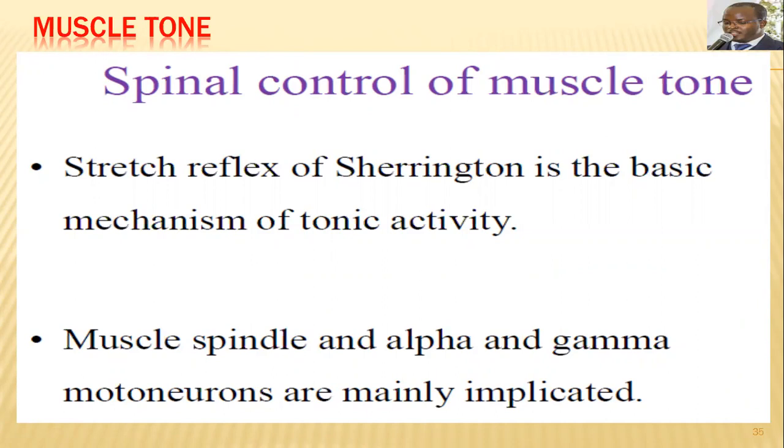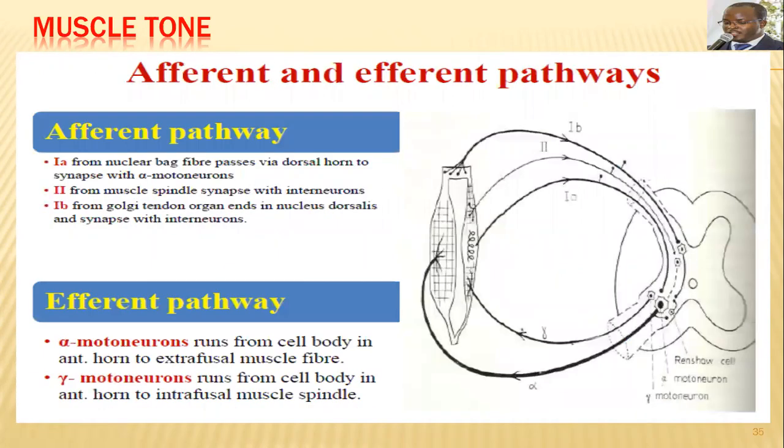Remember, the alpha and gamma are motor neurons, but you also have the sensory neurons that are stimulating the alpha and gamma motor neurons. So there are afferent and efferent pathways that are responsible for muscle tone. The sensory, which are called the afferent pathways: you have type 1A from the nuclear bag fiber that passes via the dorsal horn to synapse with the alpha motor neuron.